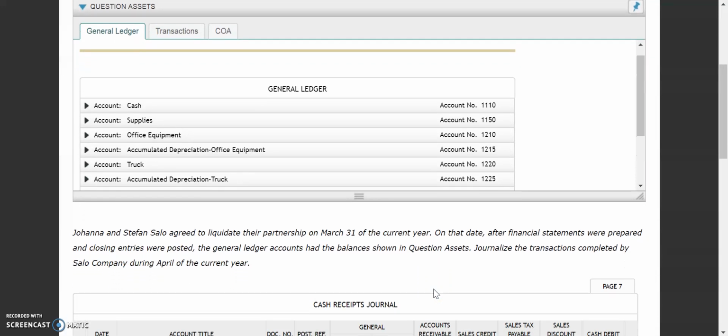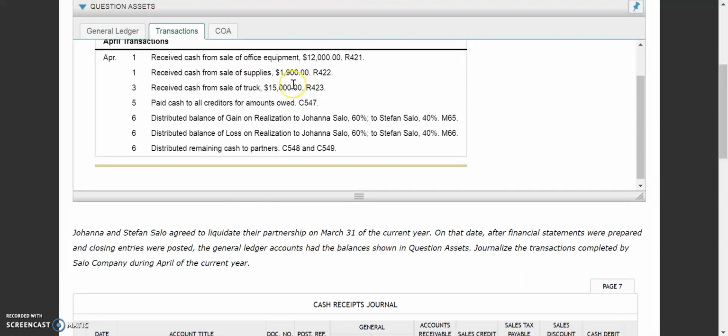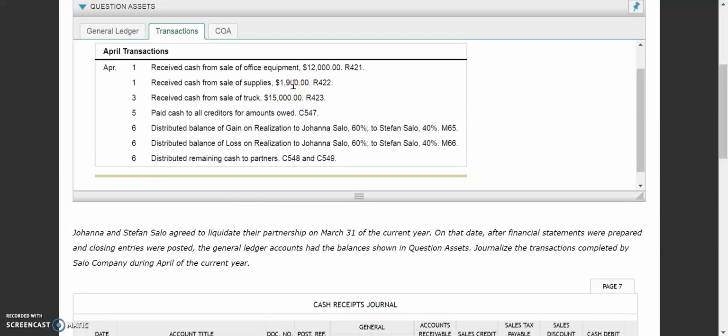So, the first thing we need to pay attention to is to take a look at what our transaction said. And the first thing that you remember when we start liquidating a partnership is we start getting rid of all of our assets. So, you can see the first three transactions said that we received cash from the sale of office equipment, we received cash from the sale of supplies, and received cash from the sale of the truck. So we're going to start with the sale of our office equipment. And it says that we received $12,000 for that office equipment.